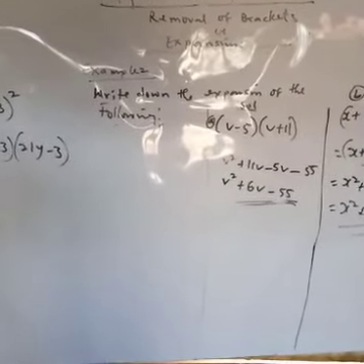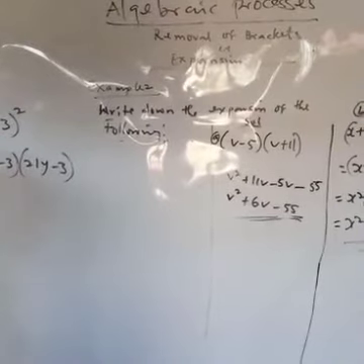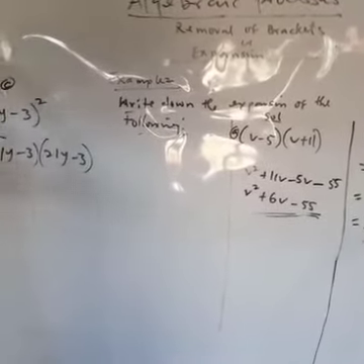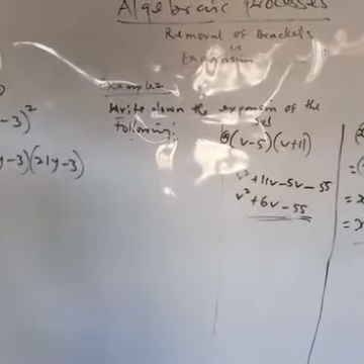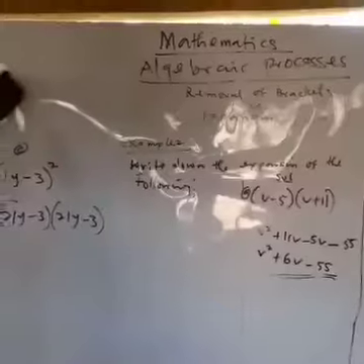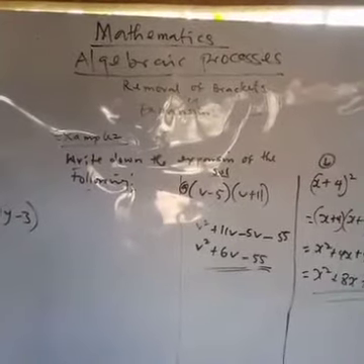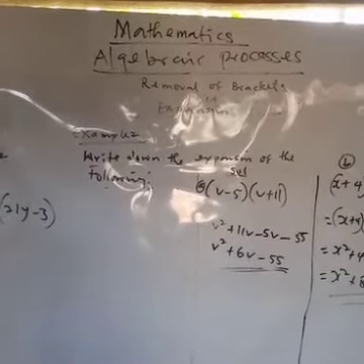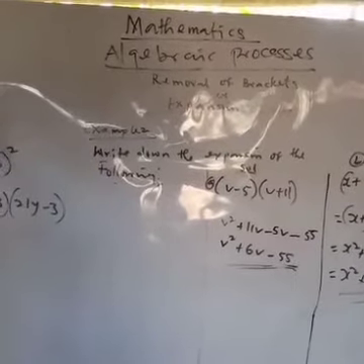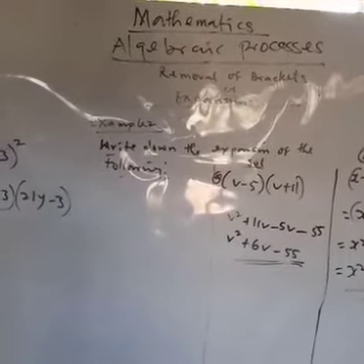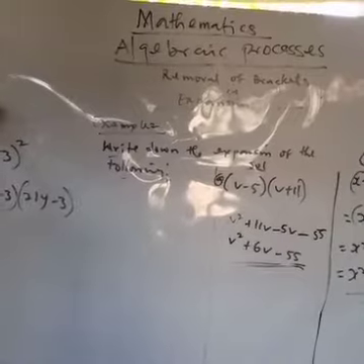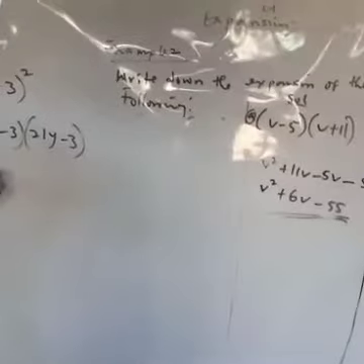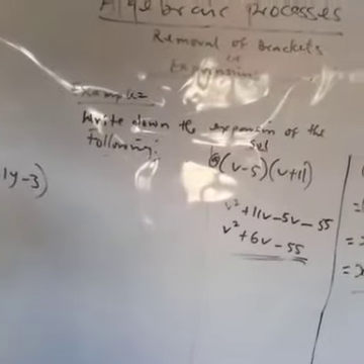Now your answer becomes what? 21 times 21, which you can get from your calculator. If you don't have a calculator with you, 1 times 1 is 1. 1 times 2 is 2. 2 times 1 is 2. And 2 times 2 is 4. So that is 4, 4, 1. So that is 441y squared.